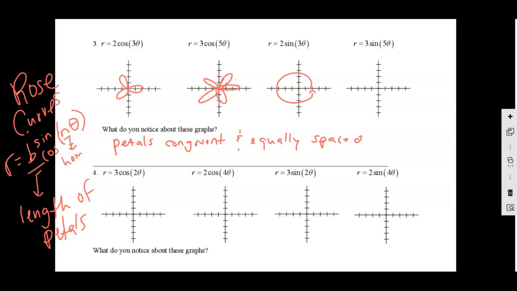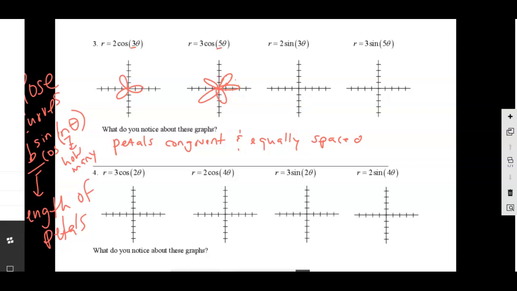How many petals? Now, let's go look. When the coefficient of the theta was 3, I had 3 petals. When it was 5, I have 5 petals. Let's go look at what happens. I guess we need to do the sines and the cosines first. Okay, let's go do the sine ones. Switch it back.